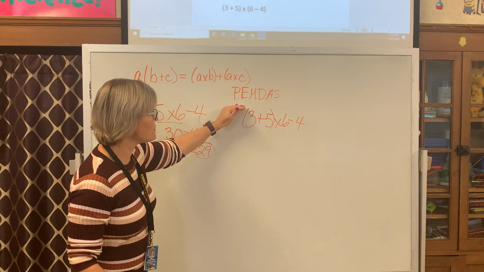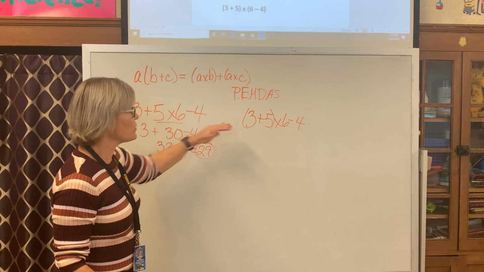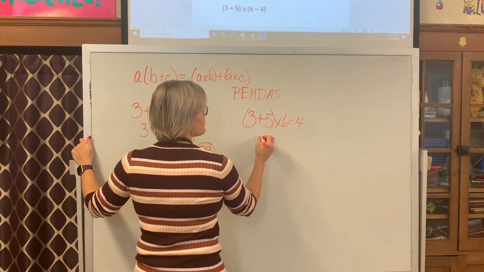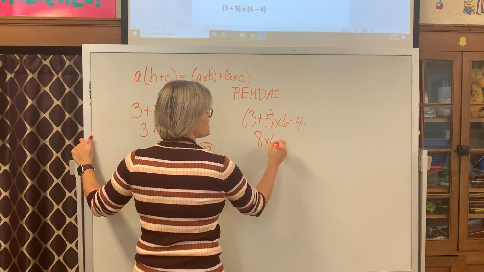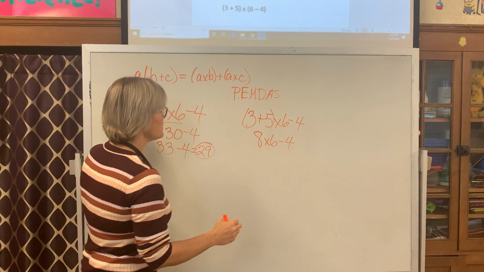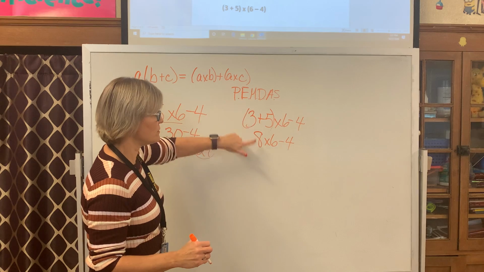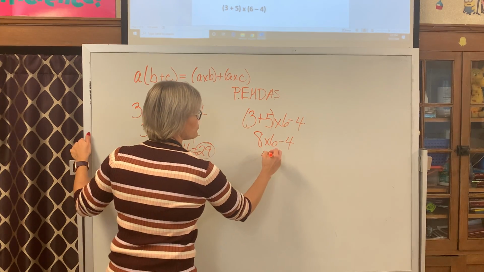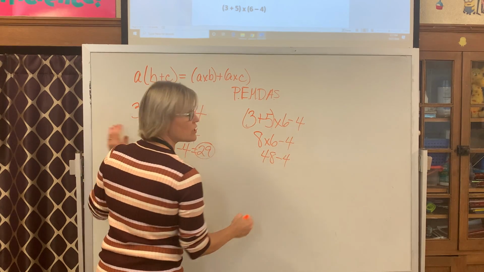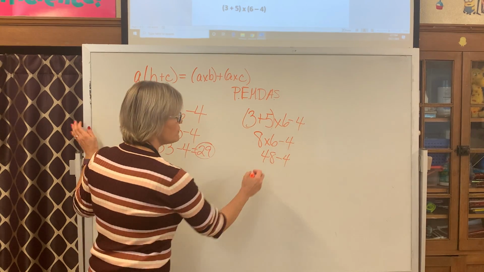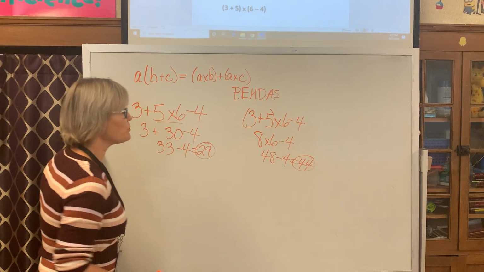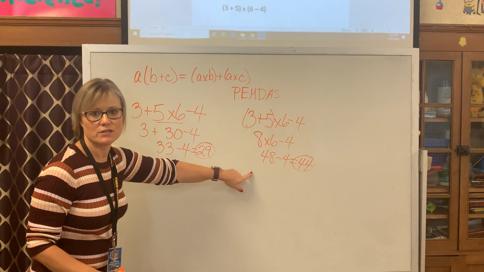So since there's the parentheses there now, when I solve it, I have to do it in a different order. So I'm going to do the 3 plus 5 first, 8 times 6 minus 4. Okay, no more parentheses, no exponents. Multiplication left to right, so I've got 48 minus 4. Notice I'm doing step by step. 48 minus 4 gives me 44. Yes, putting parentheses in there does change the answer.